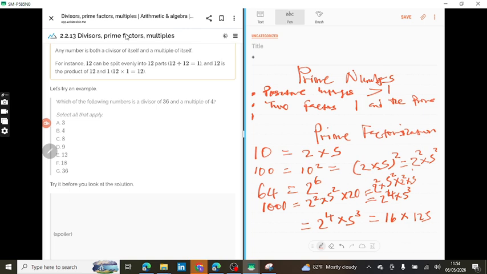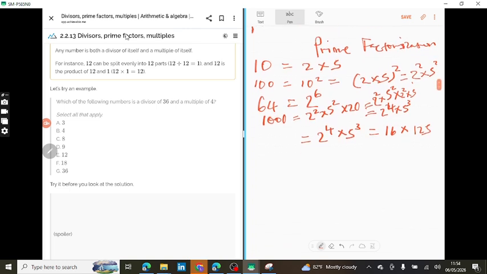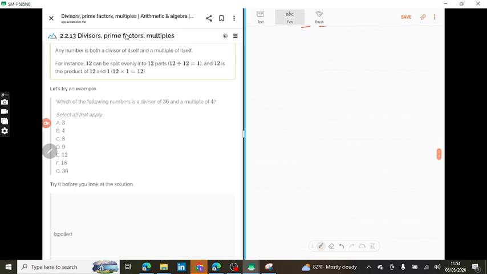All the things you can do with prime factorization, one of them comes very handy, very prominent, and it is the use of prime numbers. So the use of prime numbers is to find the number of factors. So let's quickly do it. Number of factors.